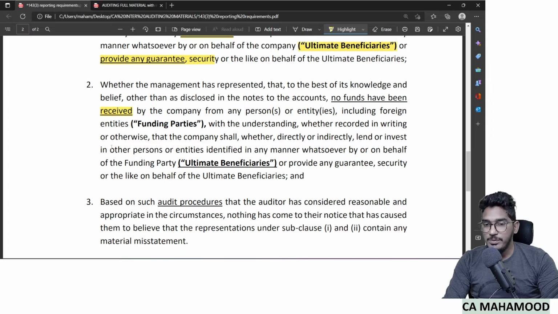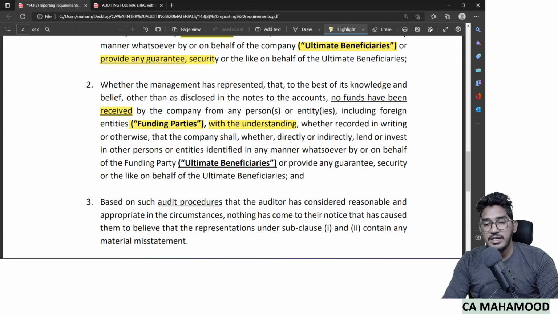No funds have been received by the company from any person or entity, including foreign entities, which we call funding parties. In the previous example, your client gave the money. In this example, what they are saying is your client received the money from another entity, which we call the funding party. Let me read the entire provision once first, then I will give you an example to make you understand. So no funds have been received by the company from any person or entity, including foreign entity, which we call funding parties, with the understanding.